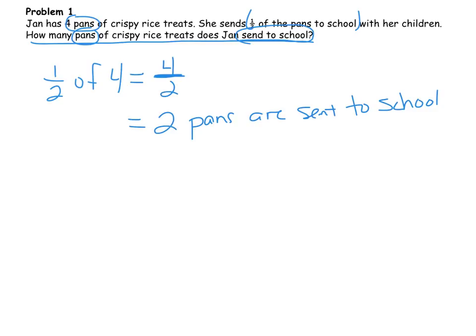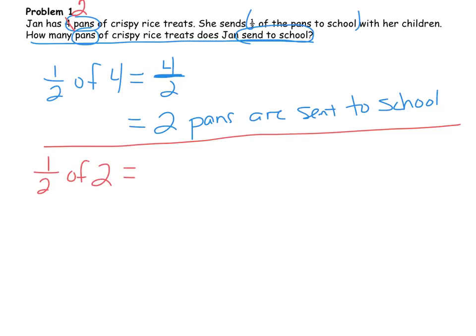Well, let's change this problem up. Let's now solve this. Instead of 4, let's say there's only 2 pans. So now I'm still solving the same question. How many pans of crispy rice treats did Jan send to school? Well, so now I know I have half of, well, how many pans did she make? 2. So 1/2 times 2. 2 times 1 is 2. 2 times 1 is 2. 2 halves. Well, I know what that equals. It means 1 pan sent to school.